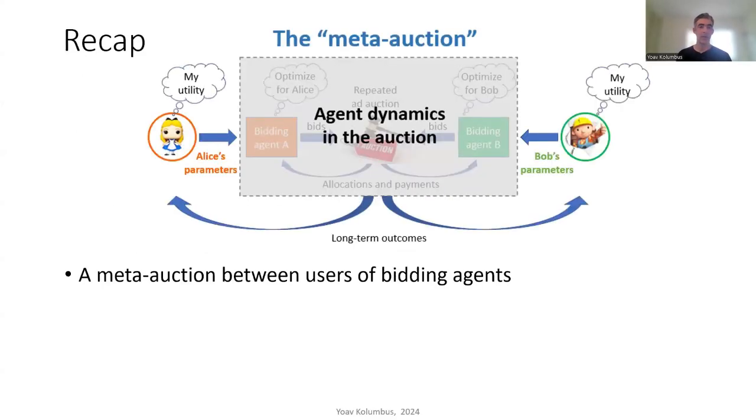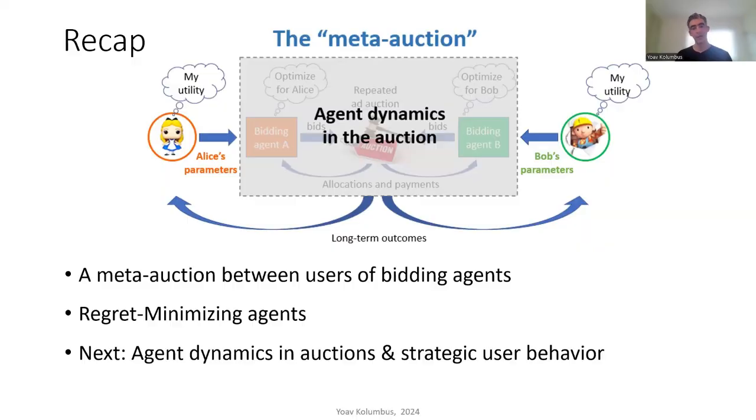So we talked about those meta auctions, in which users enter parameters into a bidding agent, and then those bidding agents interact, and the dynamic induces some incentives, some utilities, for the users. We said we're going to look at regret minimizing agents, and next we'll look at our auction setting and see what happens in the dynamics and discuss strategic user behavior in a more general context as well.